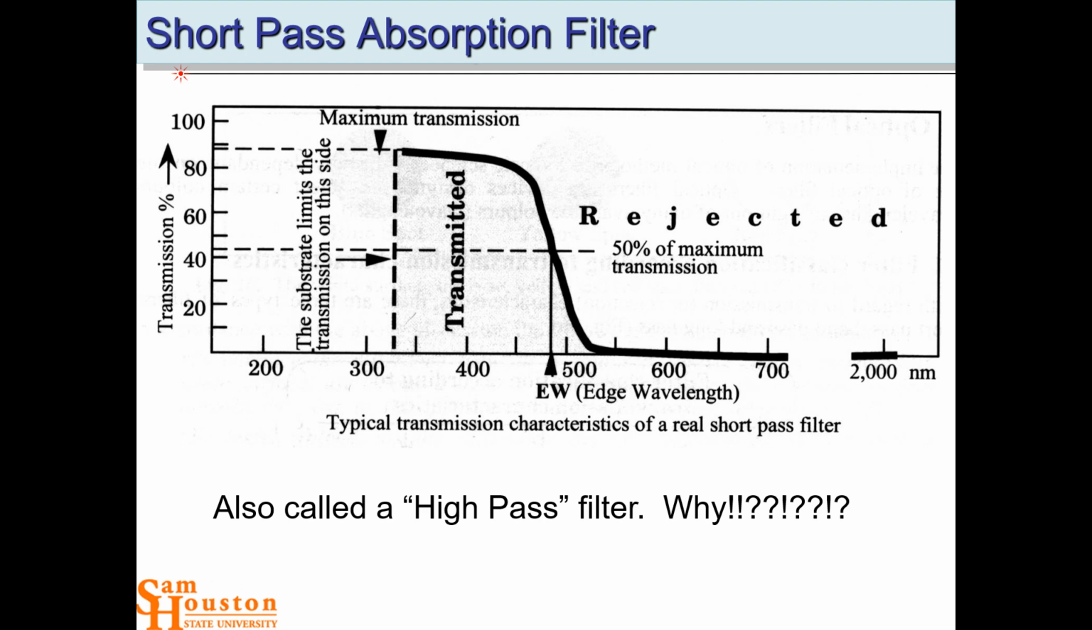See this black curve? This black curve is the curve for that filter. So if you stuck this filter in a spectrometer, that's what you would see. You'd see a high part where it transmits the light, and then it drops down to 0 where it blocks the light. And this filter is called a high-pass filter.